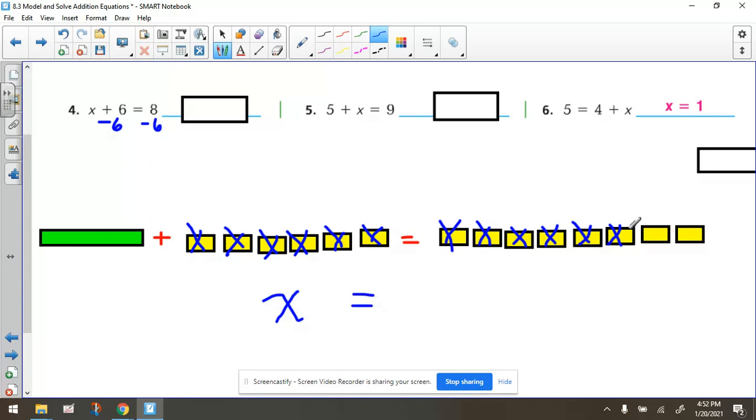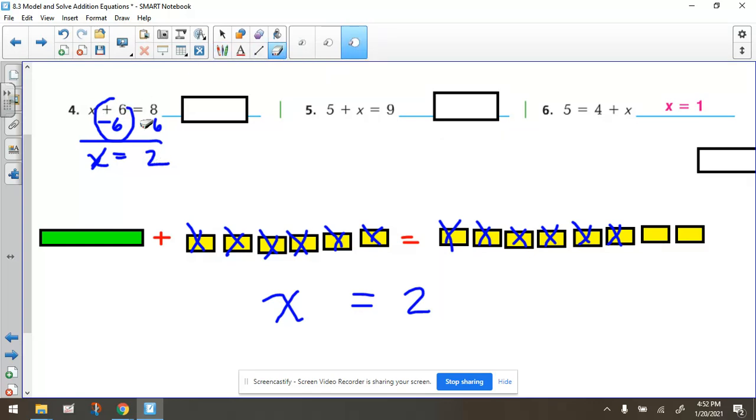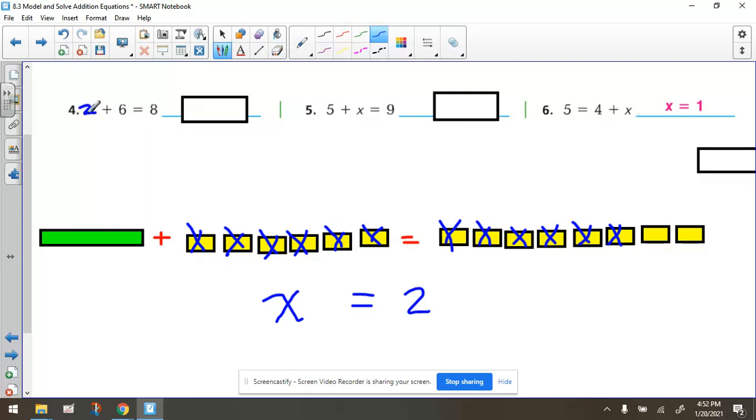On this side of the equation, if we count what we have left, we have 2. Now, if we were going to solve this, wouldn't we do 8 minus 6 and get 2? This would cancel out, and we would bring down the x, and x would equal 2. Now, if we were going to do a check, we would take our answer of 2, substitute it in the place of x, and see if it's true. And if we do 2 plus 6, that does equal 8. That checks. Here's your model, and here's the equation.